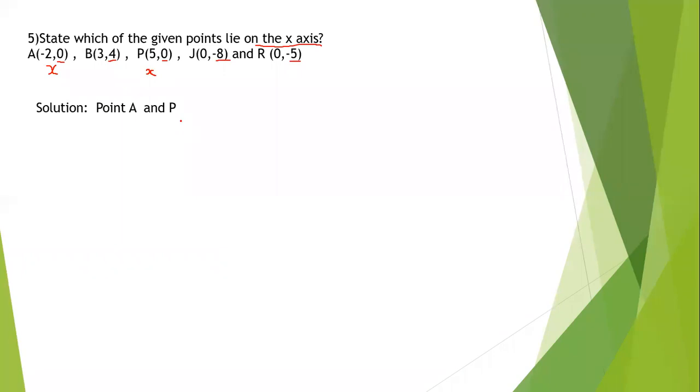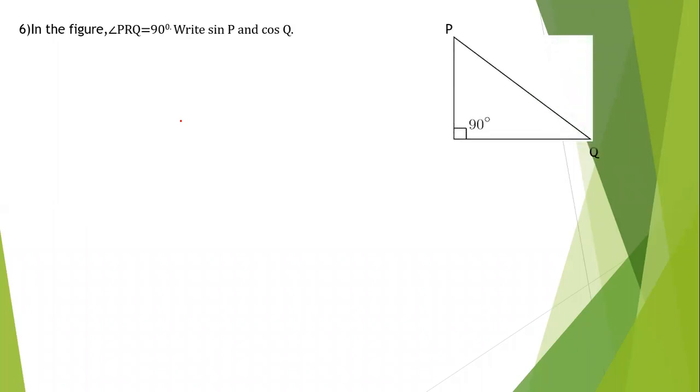Now let us move to the next sum, sum number 6. In the figure, angle PRQ equal to 90 degree. Write sin P and cos Q. So let us see the figure also. Here we can see the figure on the screen. This is a right angle triangle and the name of the triangle is PQR. And here the angle R is given as 90 degree. See here also you can see angle PRQ 90 degree means angle R is 90 degree.